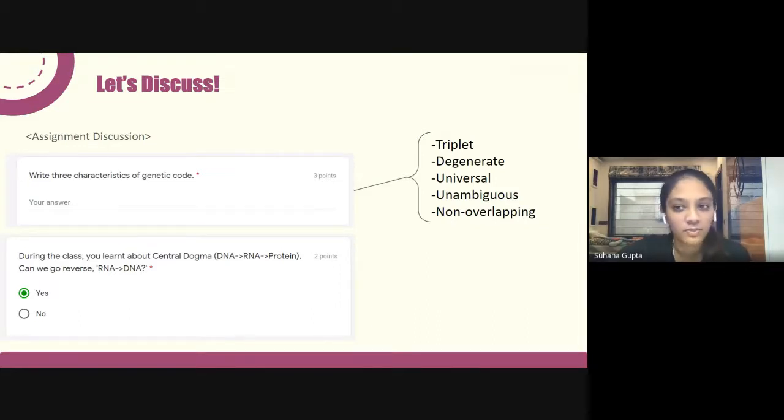Second, some of you responded that the genetic code is universal, but do you actually know why? It can be explained through an example. If you isolate the gene that is responsible for making insulin in humans and you replace it with a bacteria, the body will still produce insulin since the genetic code is universal. That explains the second answer, that the genetic code is universal.